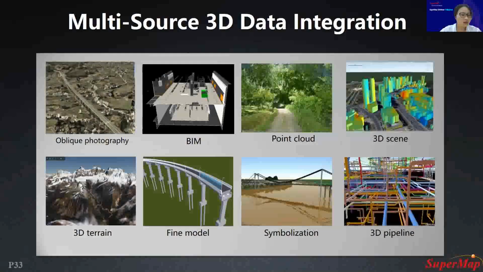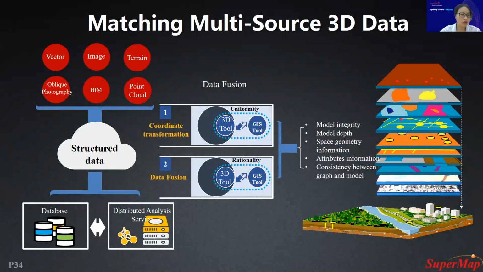You may wonder what kinds of 3D models are supported. Here are some main 3D models: oblique photography models, BIM, point cloud, and 3D terrain models are all supported to integrate with GIS. The way to match multi-source 3D data is converting the 3D model to a format that GIS can access. The model integrity, attributes, and the consistency between graphic and model need to be ensured after the conversion. Each model is added to the scene as a layer.